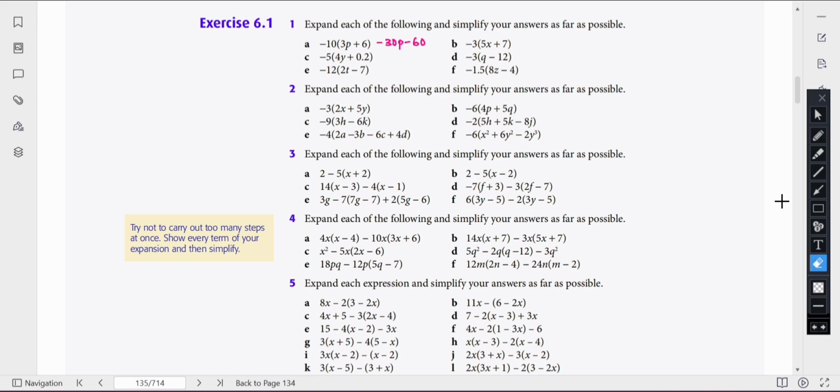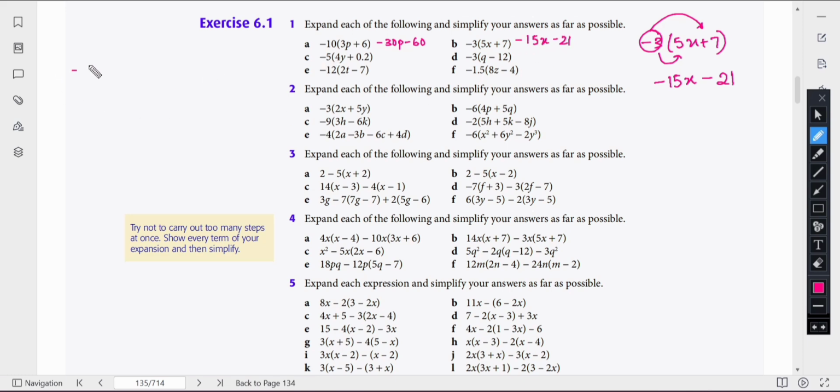And let's use a pink color now. So for the B part, it says minus 3 (5x plus 7). What we are going to do is multiply it inside: minus 15x. Minus 3 will be multiplied with plus 7, so plus into minus will be minus, 3 into 7 is 21, and that is done. We cannot simplify it further, so this is going to be the answer.